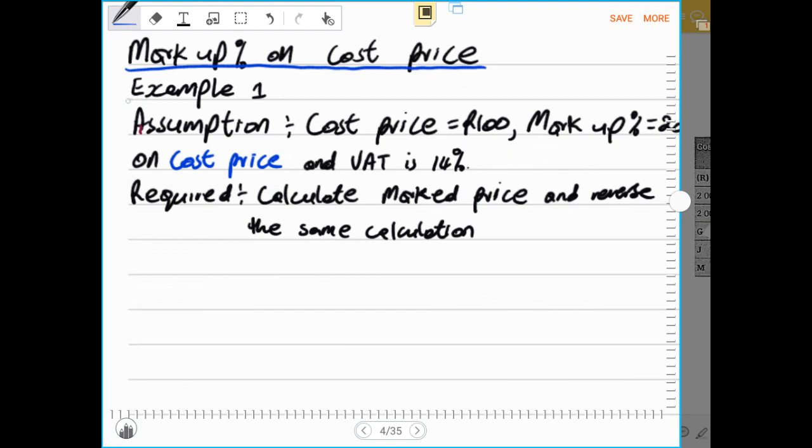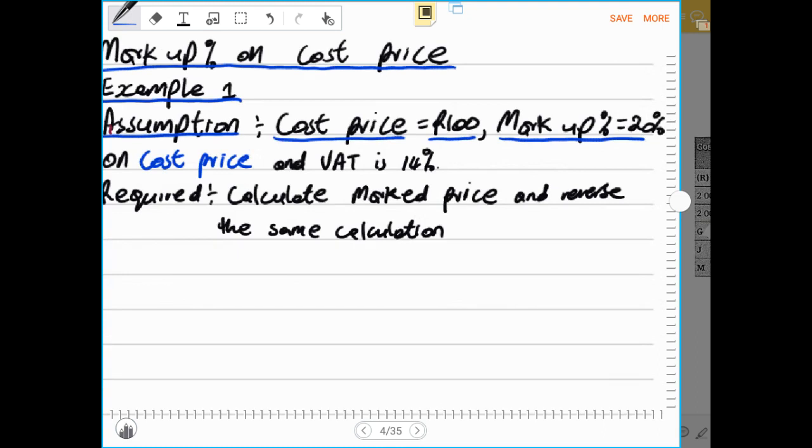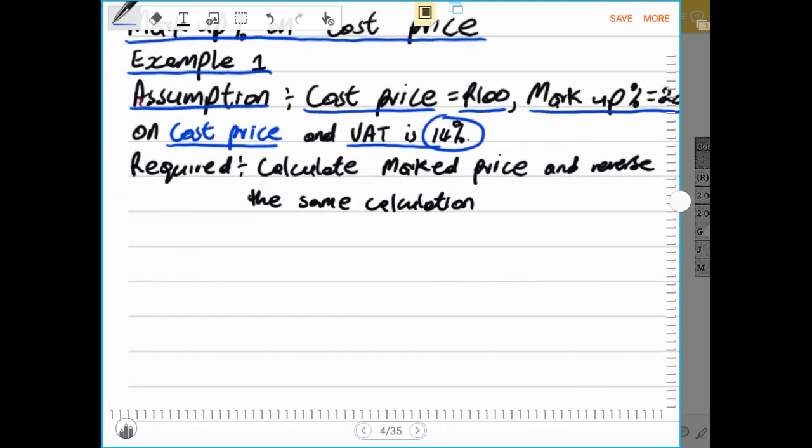Then I have my own example here with the assumption. The assumption is that we are given a cost price of 100 Rand and a markup percentage of 20% on the cost price. Also assume that there is a 14% VAT implication that must be taken into consideration. So now we are required to calculate the markup price.